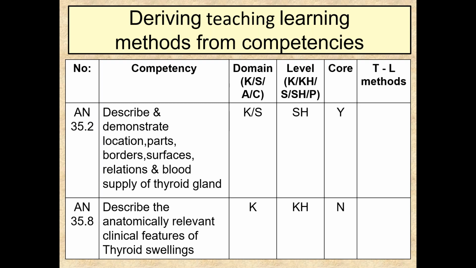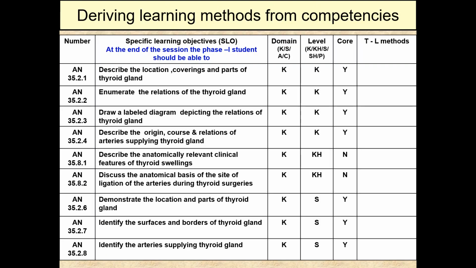Now I will show you what I have done. I have derived so many objectives from those competencies. At this time I would like to make a disclaimer: the SLOs which I have projected are a limited number, just for descriptive purposes. Don't think that I have put all the SLOs pertaining to that competency. My SLOs are: describe the location, coverings, and parts of the thyroid gland. That is again the knowledge domain.